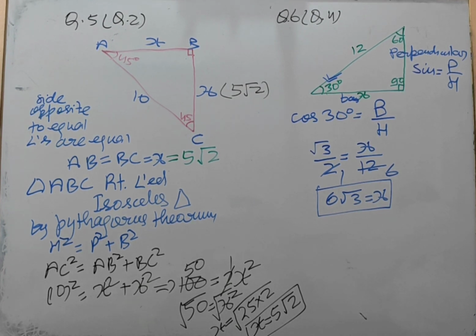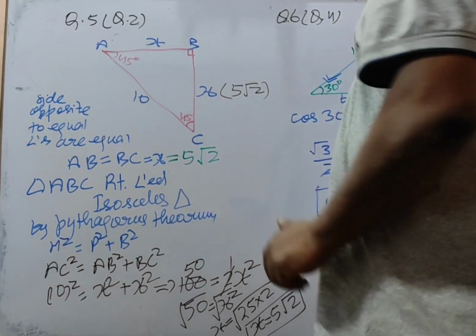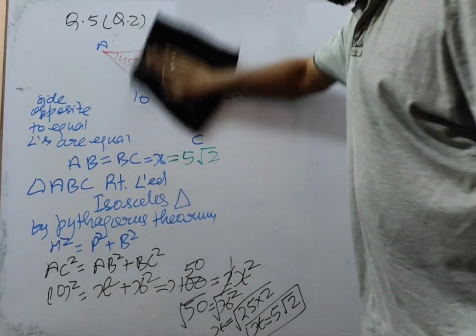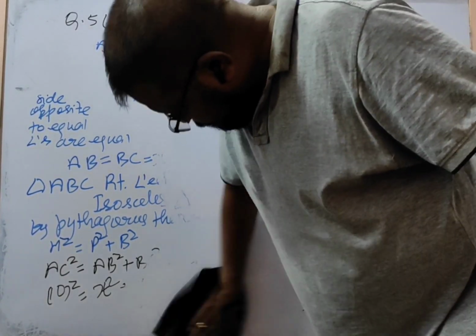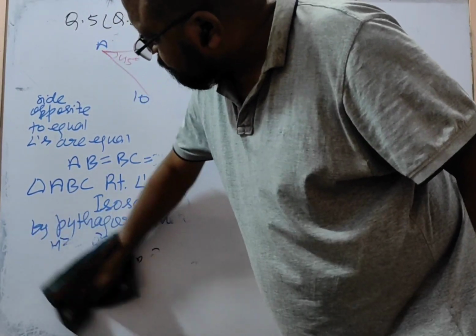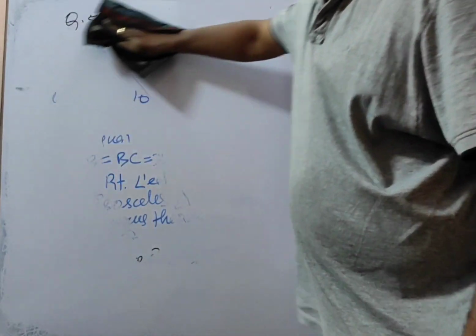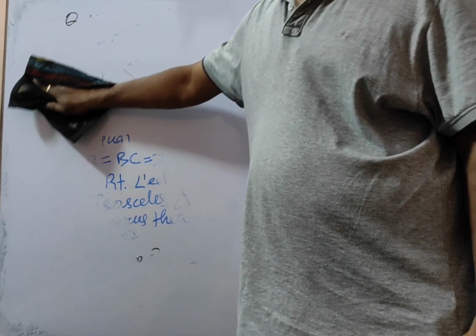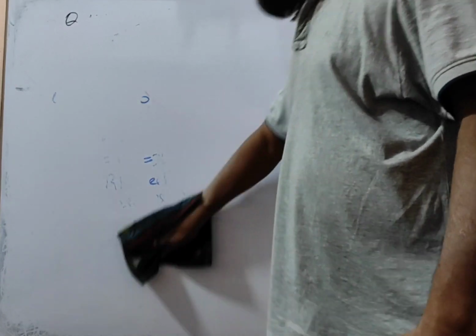Now you send me the next question. Should I rub this? Cosine 30 is root 3 over 2.